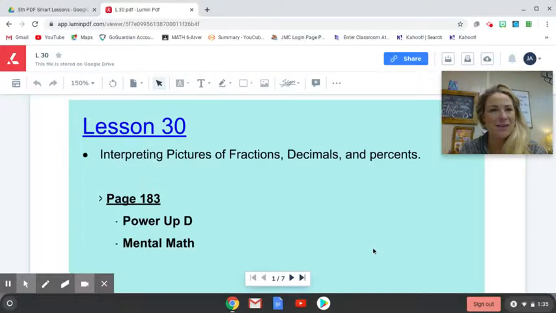Hi, this is lesson 30, and it's interpreting pictures of fractions, decimals, and percents. When we do work like this, a lot of the examples that we're going to be taking a look at are pretty common ones. If you see a picture of something, they're either going to be fractions, decimals, or percents that are common enough where you kind of know just by looking at them what they are. I'll explain a little bit more about what I mean as we scroll through these slides.